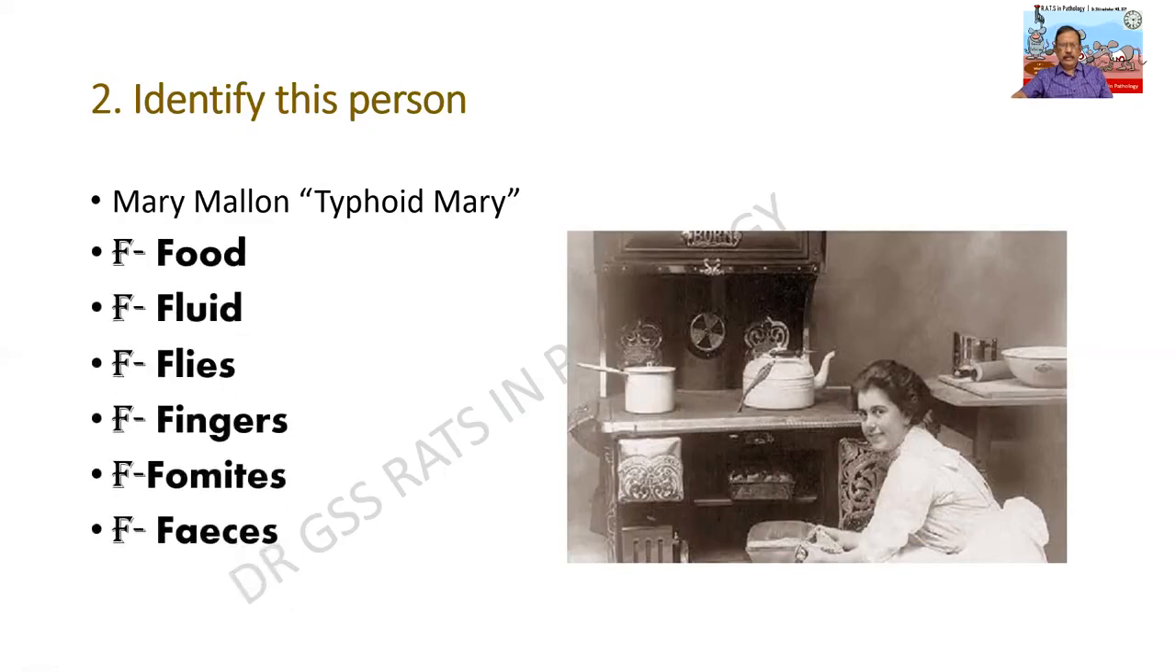What are the predisposing factors for typhoid? Remember these F's: food, fluid, flies, fingers, fomites, feces. So my professor used to call these as 6 F's. Remember this. These can be the modes of conveyance or the vehicles of infection.